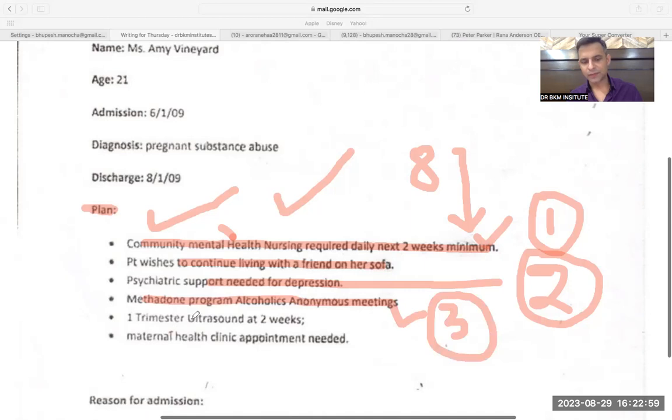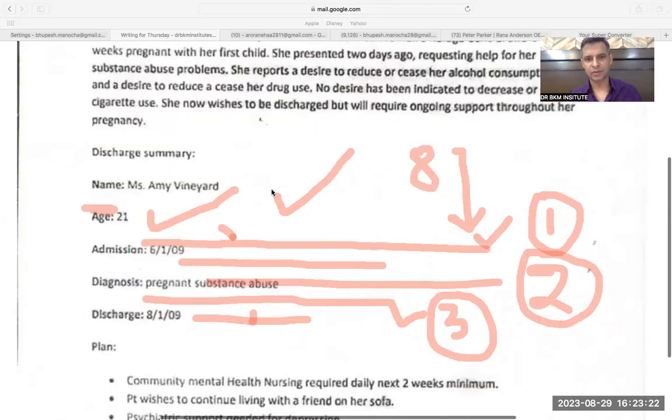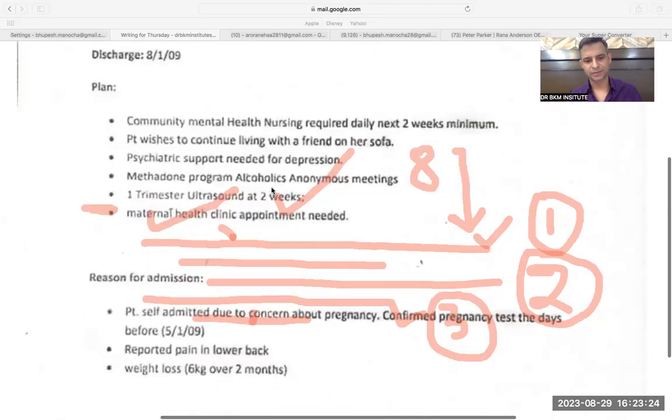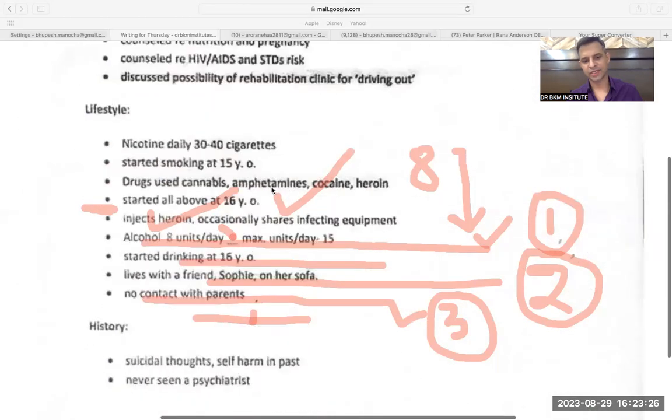She should come for the first trimester ultrasound after 2 weeks. This is given wrongly; it should be after 2 weeks. And she needs a mental health clinic appointment. So now I know everything about the patient and everything about the letter. I have read everything.